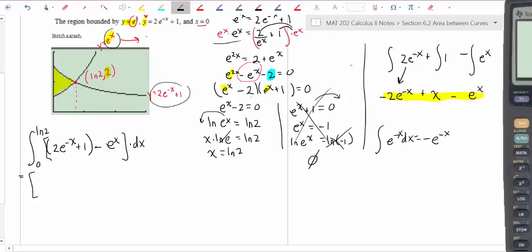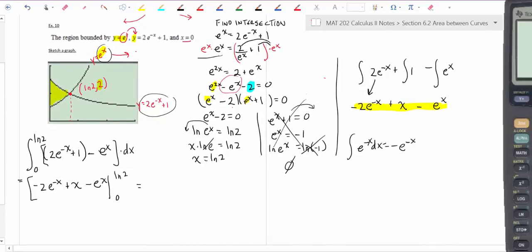So if I go back over here, we have negative 2e to the negative x plus x minus e to the x, and we're going to evaluate that from 0 to ln2. I'm just going to keep going this way so you can see everything that I've done on the problem. To begin with, we're going to evaluate at the upper limit, ln2. Everywhere you see an x, you're going to plug that in. So that's going to be negative 2, and I'm going to write that as 1 over e to the x. Then I'm going to plug that in.